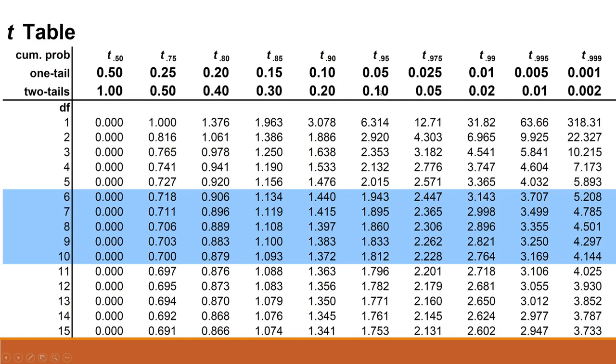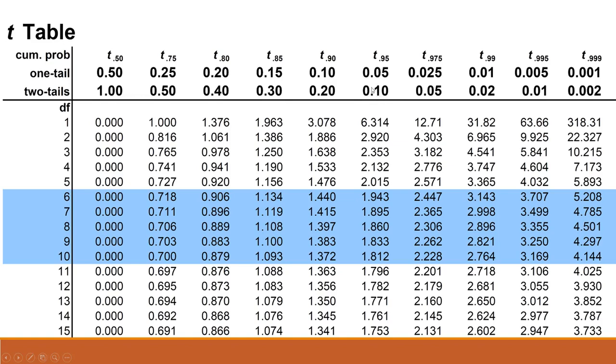So let's assume we're doing a two-tailed test. That will be pretty common. We do a two-tailed test. That means this is our p-value. We have a p-value of 0.1.